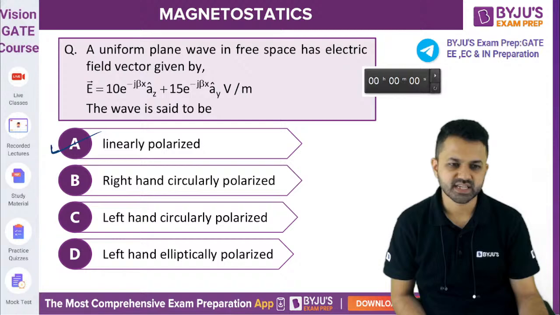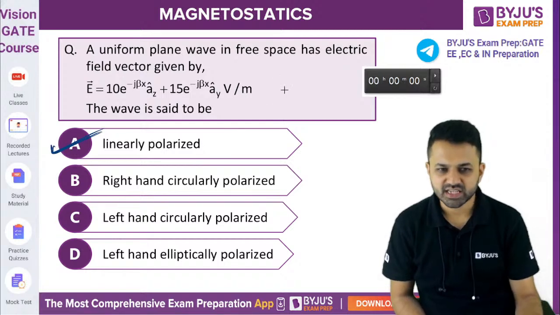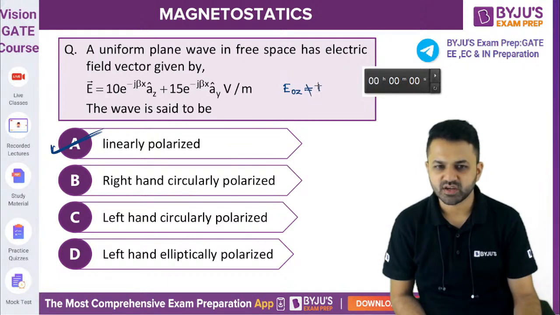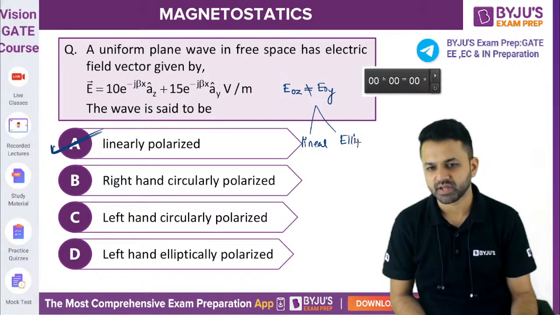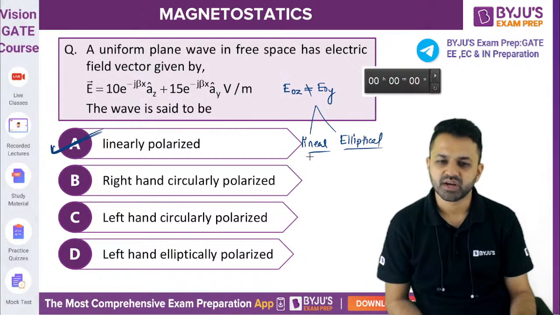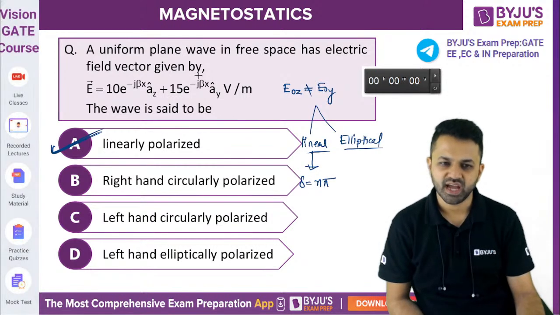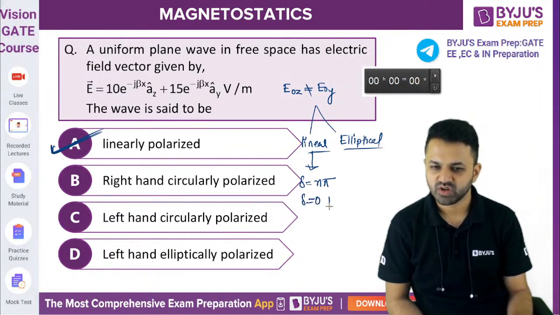Yes, so the right answer is linearly polarized. As you can see, the amplitude of the Z component is not equal to the amplitude of the Y component. So it can be either linear or elliptical. But for elliptical, there should be some arbitrary phase, while in case of linear, the phase difference should be an integer multiple of pi, and there is no phase difference between them. So here the phase difference is 0.